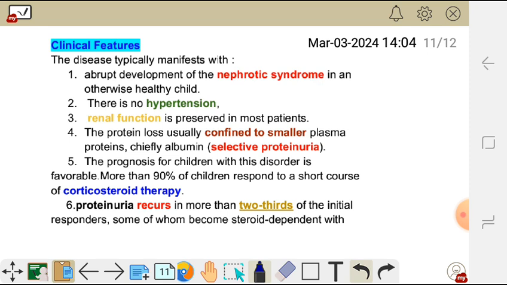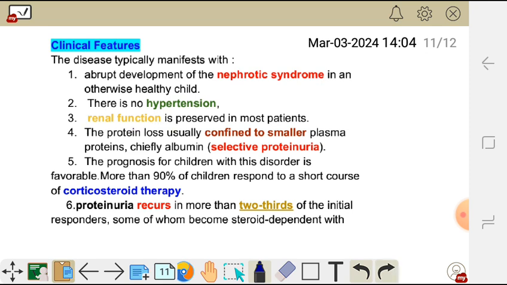So moving on to clinical features. Under clinical features, we know that minimal change disease is also a nephrotic syndrome. So minimal change disease will lead to development of nephrotic syndrome in an otherwise healthy child. Then hypertension is not observed. In minimal change disease, hypertension is not observed. The renal function is also preserved. The kidney will be functioning very well.